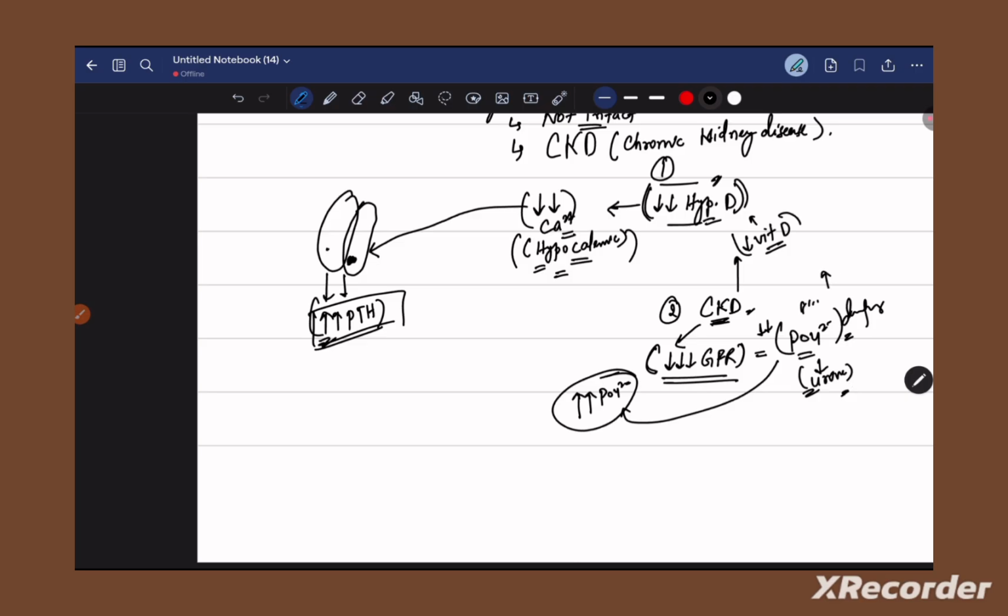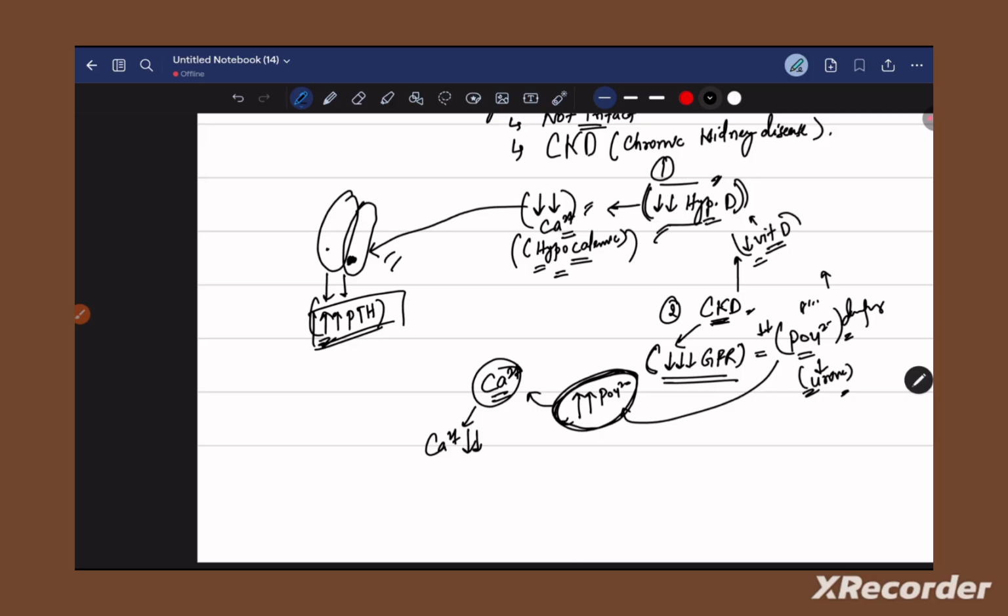So when it builds up in the blood, what happens is that this phosphate in the blood will bind with the free calcium. Okay, this phosphate has the tendency to bind with the free calcium, so further decreasing the calcium level. So are you getting me? In CKD there are two pathophysiologies. One is decreased vitamin D, then it will go like this.